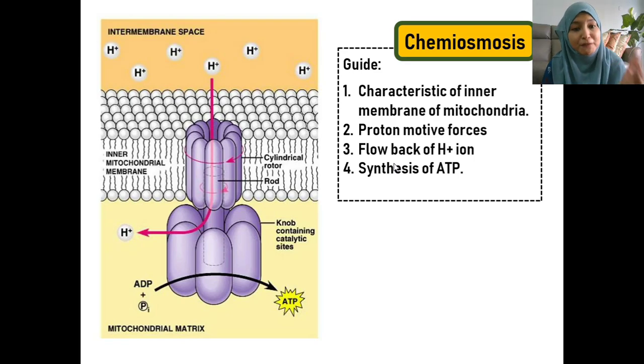Okay, point number 4. The flow of H plus ion through ATP synthase is exergonic reaction that release energy. Point number 5. Energy release is used to phosphorylate ADP, to form ATP.